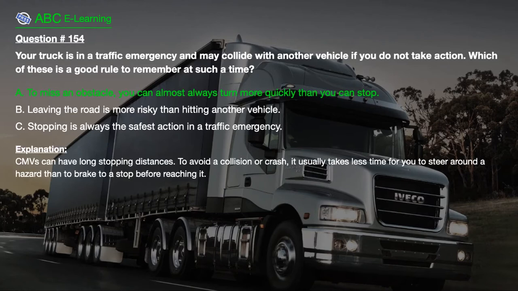The correct answer is here, A. To miss an obstacle, you can almost always turn more quickly than you can stop. Explanation. CMVs can have long stopping distances. To avoid a collision or crash, it usually takes less time for you to steer around a hazard than to brake to a stop before reaching it.